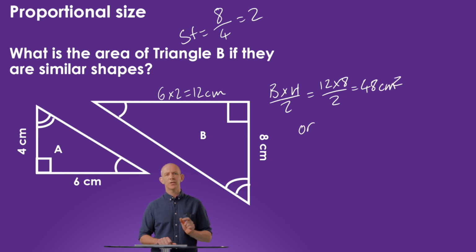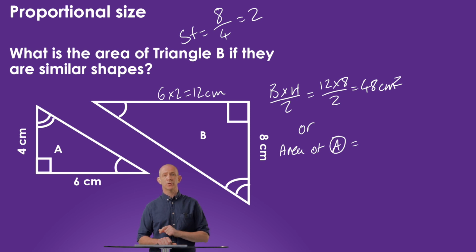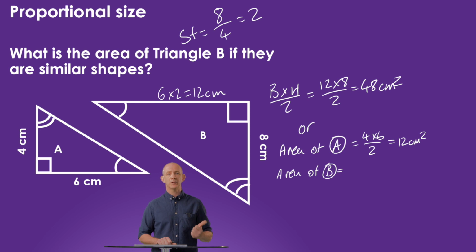However, we can use the same scale factor to calculate the area from shape A if we remember that the area is two-dimensional, and therefore the scale factor will have to be to the power of 2. As we will be multiplying both sides by 2, this should give us the same answer as the previous method. 4 times 6 divided by 2 gives us 12 centimetres squared, and then 12 times 2 to the power of 2 can also be written as 12 times 4, which gives us 48 centimetres squared. And we can see this is correct as we check it with the previous method.